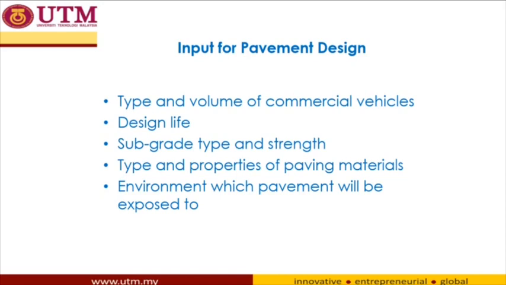Okay, next input is type and properties of paving materials. We have different types of paving materials including asphaltic concrete, crushed aggregate, stabilized material, and many more. So different types of materials will have different properties. And these properties will determine the final performance of the pavement. Okay, finally, we have another input for the pavement design, which is the environmental factor.